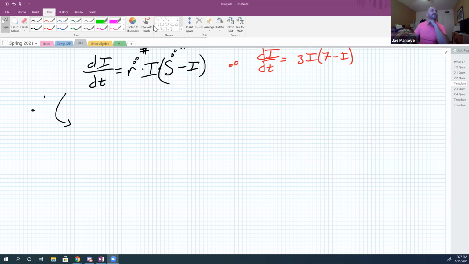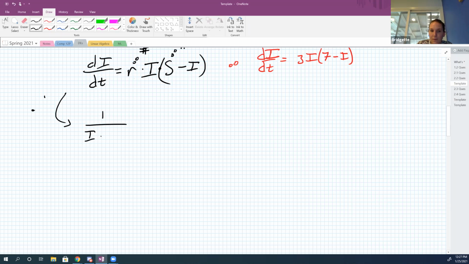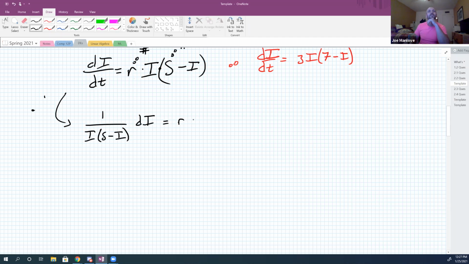Okay, so the power cycled. I don't remember what I was saying. Oh yeah, I have to multiply this to the other side. So I have 1 over I times S minus I di equals R dt. Something like that. Works for me. Okay, next thing's next.